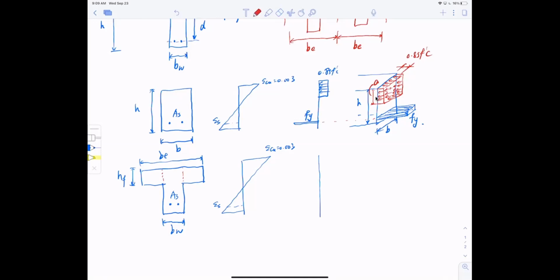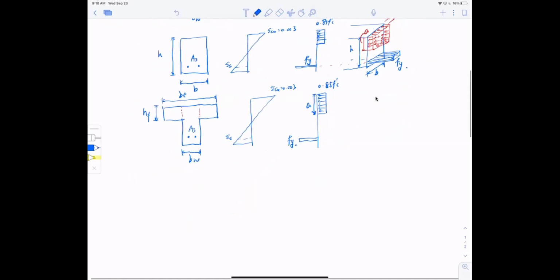So let me go ahead and show the Whitney stress block first. And this is 0.85 F prime C. And this is A. Again, this is yield stress Fy. Now be careful, pay attention, right? So there are two scenarios.